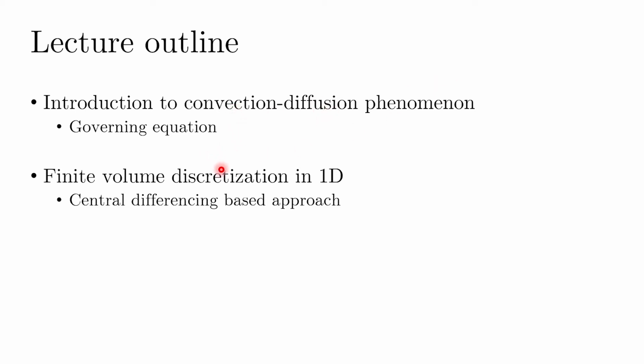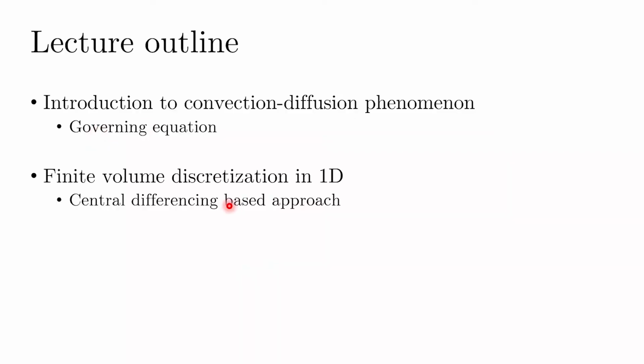And in the later half of this lecture, we would use the finite volume approach in order to discretize this governing equation. Just like before, we would start with a 1D case and do quite a bit of investigation on that in order to really understand how to do the discretization for these kinds of problems. In the lecture today, we'll talk about a central differencing based approach. That is going to be one of the ways in which we are going to understand this convection diffusion problem. So without wasting any further time, let's get started.